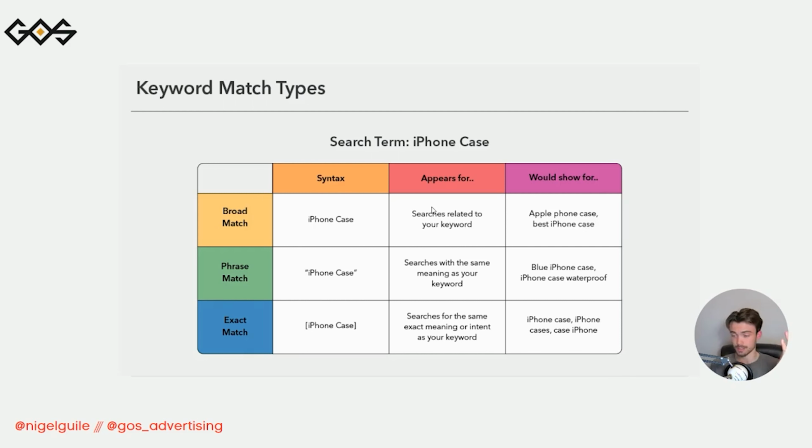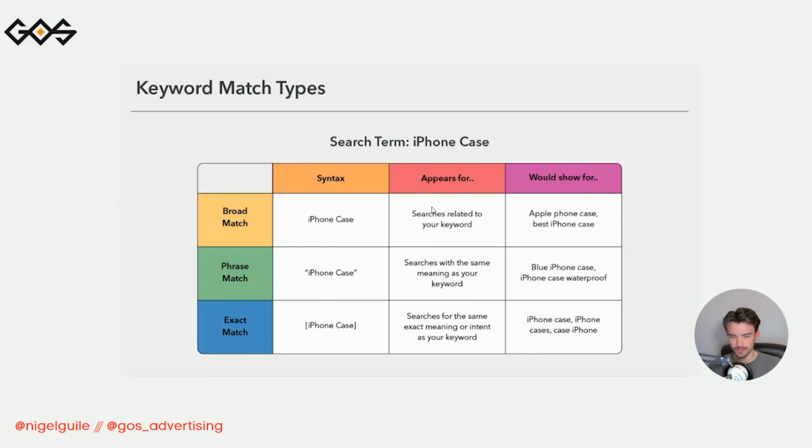Exact match is exactly what it means. We put brackets around the keyword, and what that does is it searches for the same exact meaning or intent as your keyword. So all that'll show up is iPhone cases, case iPhone, the only different iterations you could do. So I hope that clarifies the difference between broad match, phrase match, and exact match. Using this for your campaigns will differentiate between your business, right? If you're targeting specific locations, I would say go exact match or phrase match. But at the start of your campaigns, I would just leave it at broad match. Let Google build an algorithm for you.